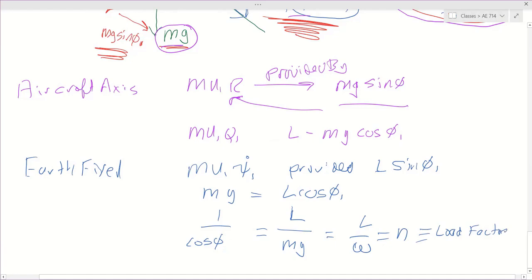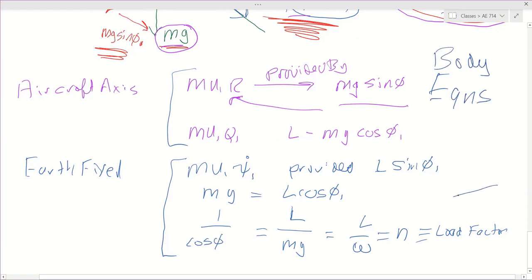Not just because we want to call it something, but because lift over weight shows up in the dynamic equation here. And in fact, as a pilot, you feel that. You feel like the seat is pushing on you with more force than your weight. And so we call it G's, or load factor. So again, these are the two different axis systems to look at the turn and the physics of what's going on. These terms show up in the body fixed equations. These show up if you're looking at things in the Earth fixed axis system. So that's a good place to stop. We're going to have to go back to the kinematic equations and calculate R and Q in terms of bank angle and load factor, but we'll leave that for next time.